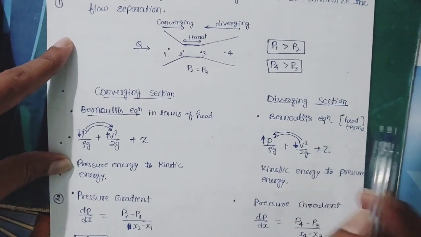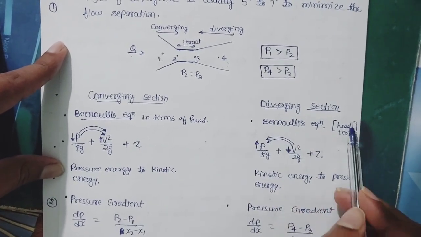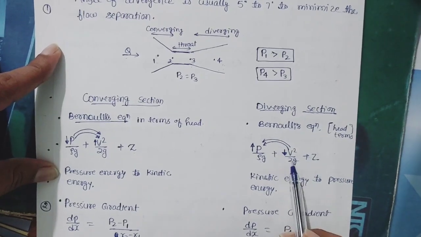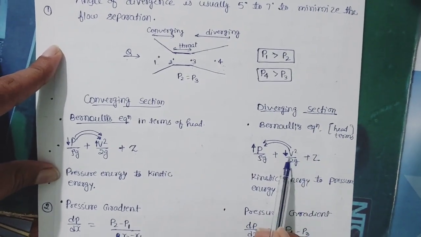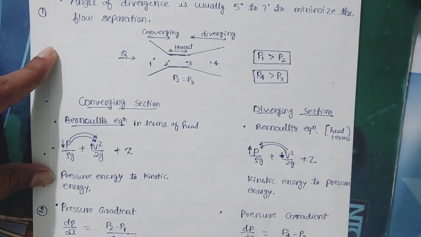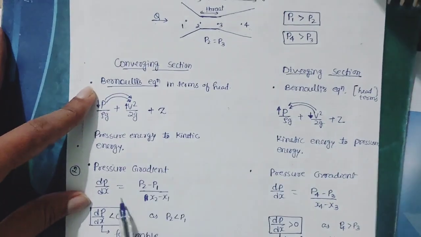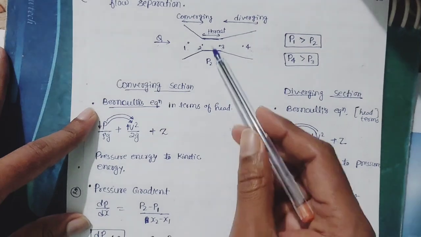And here in the diverging section, according to the Bernoulli equation in terms of head, P upon rho g plus V square upon 2g plus z. So here kinetic energy is decreasing as velocity is decreasing, and it is converting into pressure energy. So the pressure gradient here is dP upon dx equal to P2 minus P1 upon x2 minus x1.